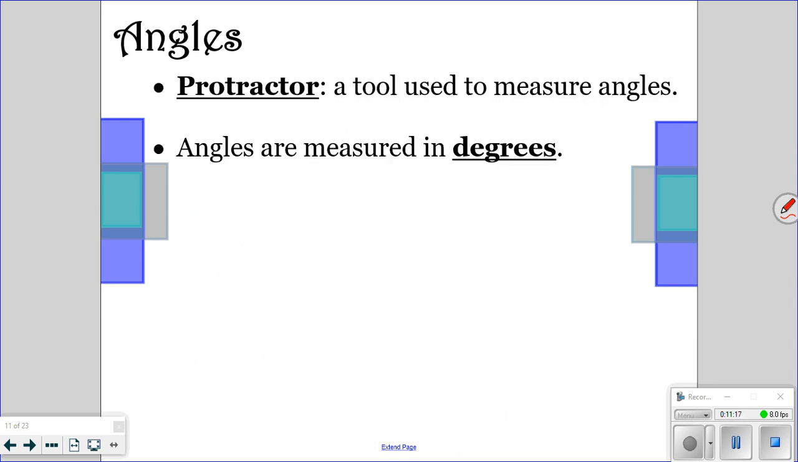So now we're going to look at some protractors. If you look in your box, you have a protractor. It's just a tool that you use to measure angles, and your angles are always measured in degrees.